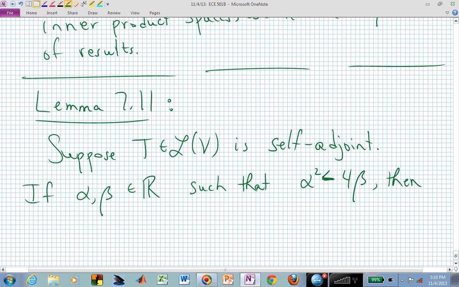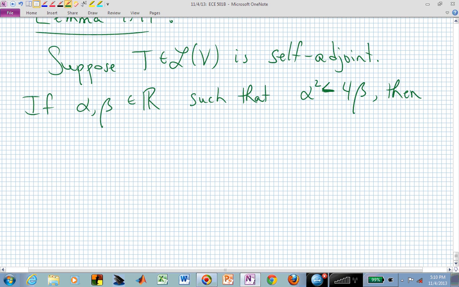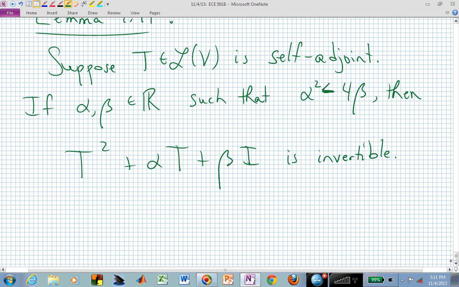Then we can actually create another map that's T squared plus alpha T plus beta I, and we can actually say something about that map. As long as alpha squared is less than 4 beta, then this map made up of T squared plus alpha T plus beta I, with T being self-adjoint, that map is invertible. That's our lemma. That's lemma 711. So let's see if we can prove that.